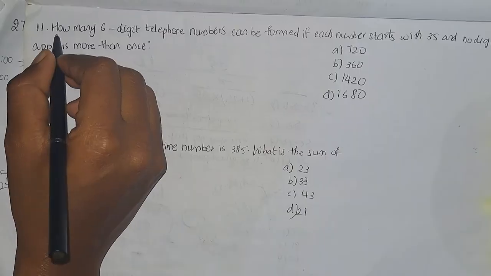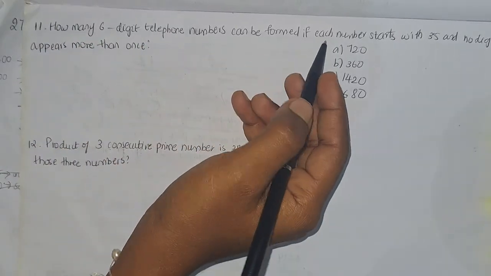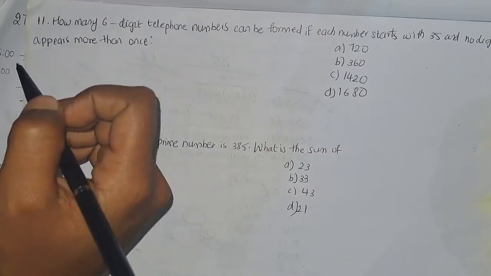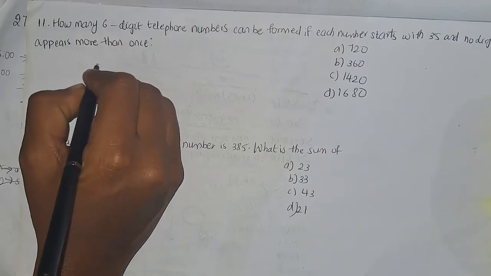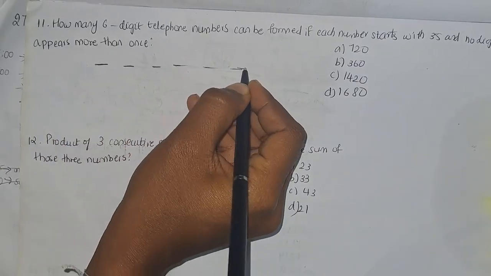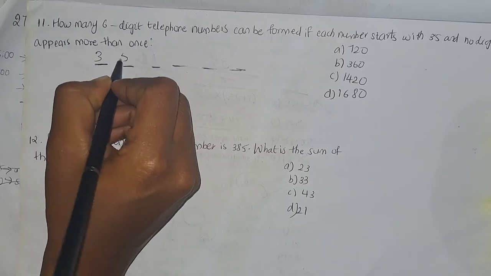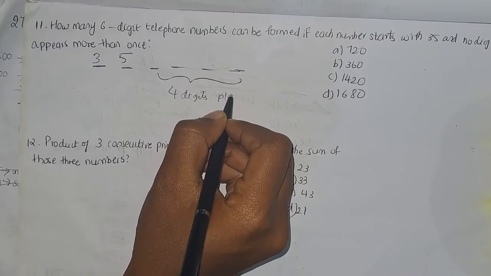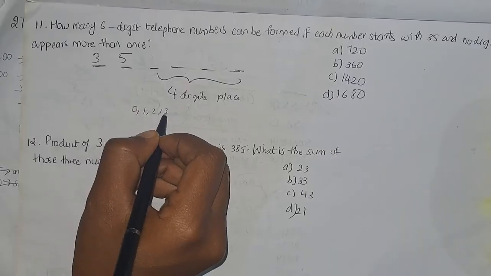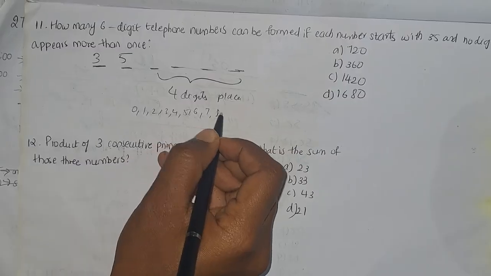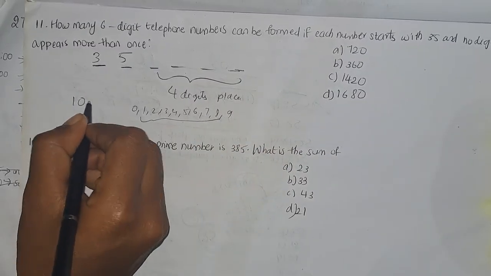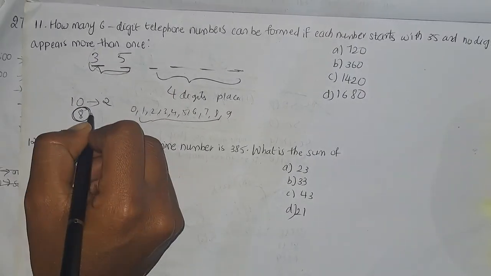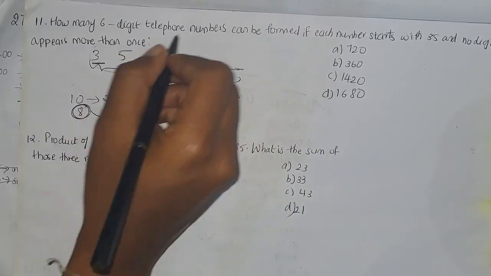So in this question, how many 6-digit telephone numbers can be formed if each number starts with 35 and no digit appears more than once? That means the phone number is 6 digits. Let us take 6 digits and it starts with 35. Now remaining left are 4 digit places. And we have 0, 1, 2, 3, 4, 5, 6, 7, 8, 9. So these are all 10 numbers. Already we have used 2, so remaining we have 8 numbers. Using these 8 numbers, we have to fill in these 4 places.